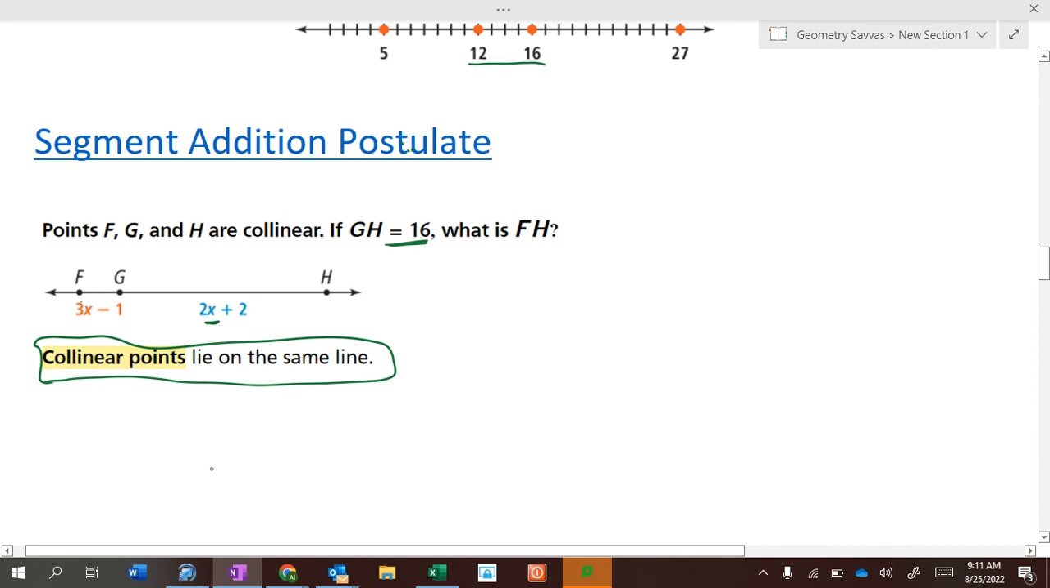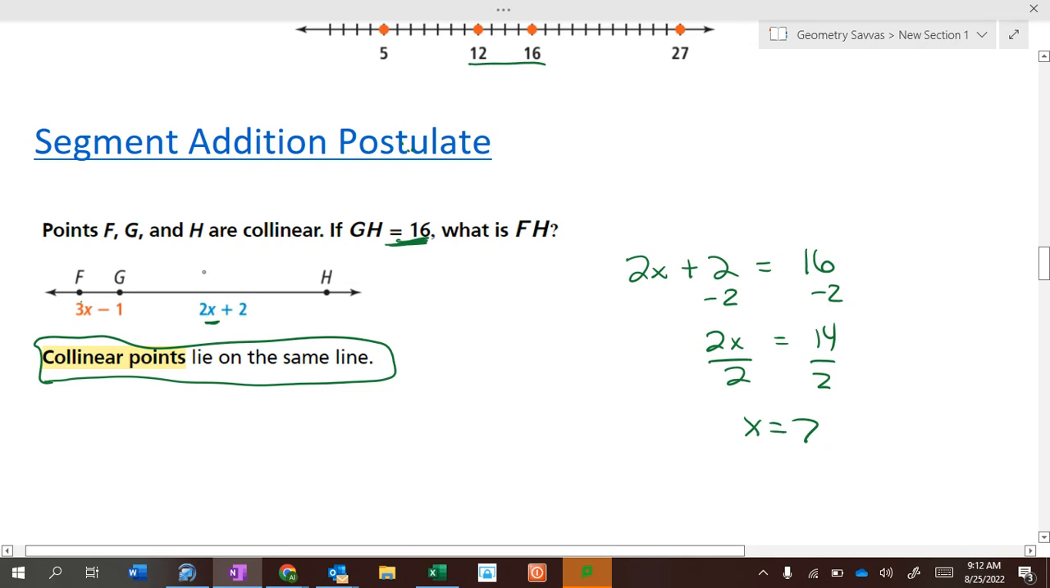what X is. Now it says GH is 16. What is GH in the picture? 2x plus 2. So 2x plus 2 equals 16. And oh, welcome back to algebra. Here we go. How do we solve an algebra equation? What do we do to both sides? First step, subtract the 2. Whatever we're adding here, we subtract it. So we subtract 2 from each side. 2x equals 14. And then what do we do? Divide by 2. X equals 7.